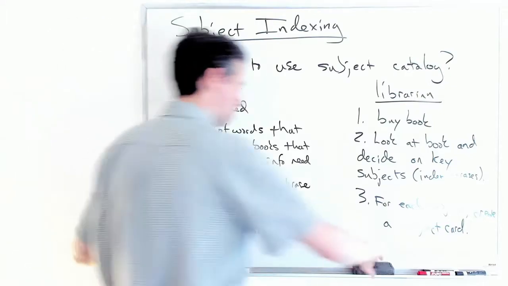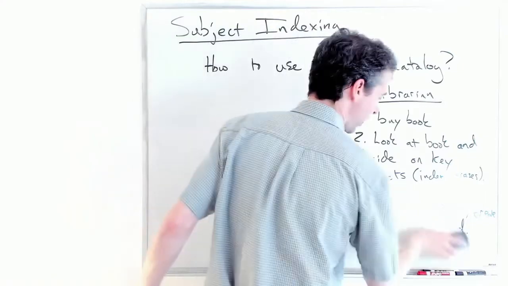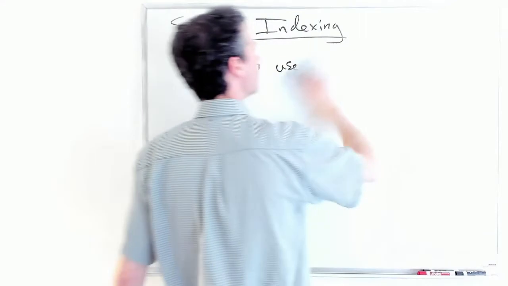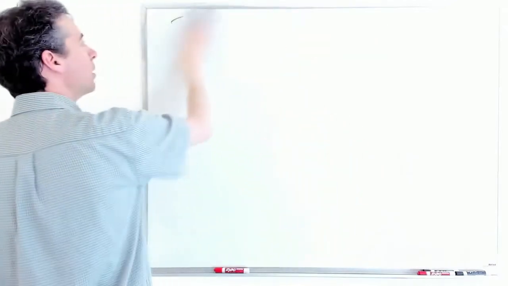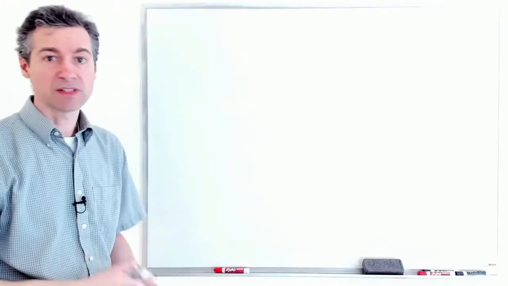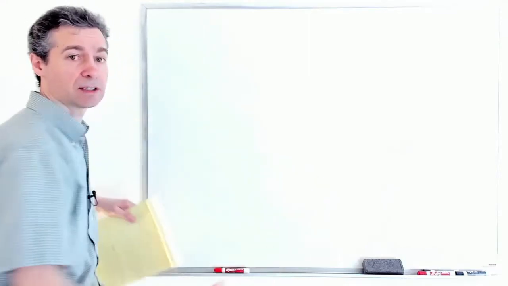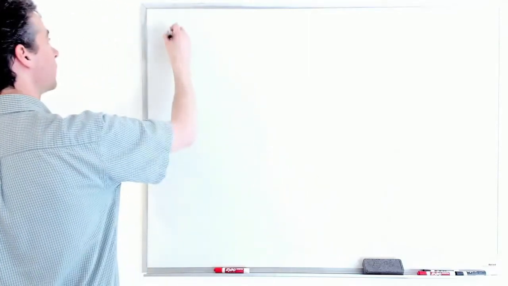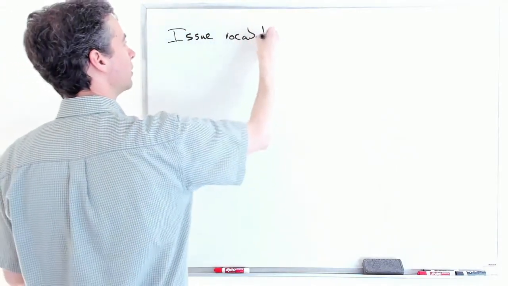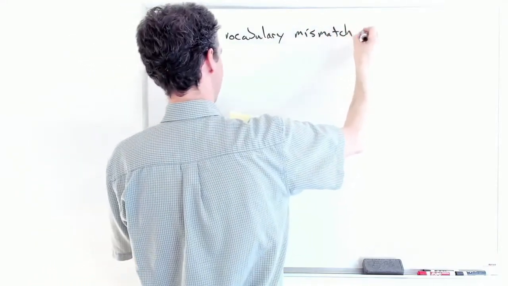All right. This phenomenon is known as vocabulary mismatch. The vocabulary that the user uses and the vocabulary that we use to represent the book in our information retrieval system is not the same. They mismatch. If they were to match, I could find them, but they're not. So we've got this big issue of the vocabulary mismatch.